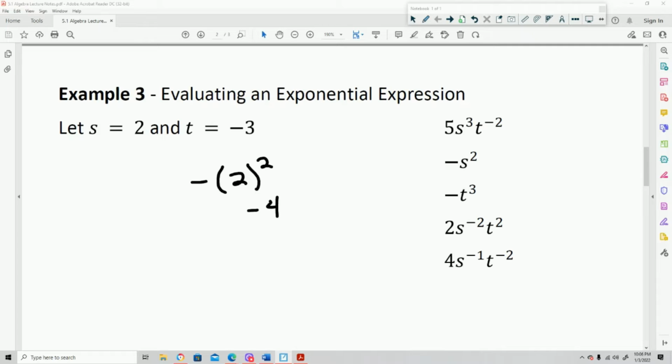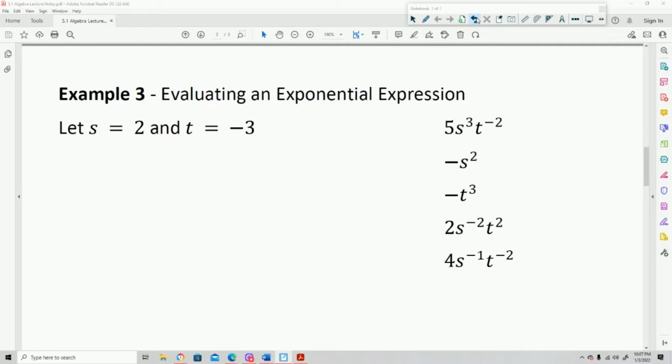You get -4. Okay, let's do the -t^3. Okay, negative, put parentheses where the variable is, put a 3 there, t is -3. Okay, we've got a bunch of negatives here, but we're not looking at this one yet. We're just looking at the one in the parentheses. If I cube this, I'm going to get a negative answer. So (-3) cubed is -3 times -3 times -3. That's 3 negatives, so that gives me a negative answer, and that gives me -27. -27 paired with that negative gives me a +27 for an answer. So I have 3 negatives here, 1 negative here. That's 4 negatives. That's an even number, which gives me a positive answer.